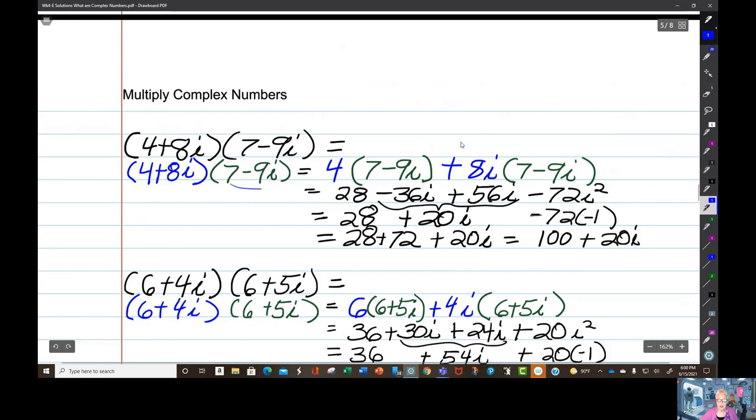I distribute the 4, I distribute the 8i, and what I get is 28 minus 36i plus 56i minus 72i squared. That will give me 28, negative 36i plus 56i give me plus 20i, and I have minus 72 times negative 1, because that's what i squared is. Negative 72 times negative 1 is plus 72. That's a real number, so I will add 28 and 72 to plus 20i, and I'll get 100 plus 20i. And that's what we would write in the answer box in MyMathLab.